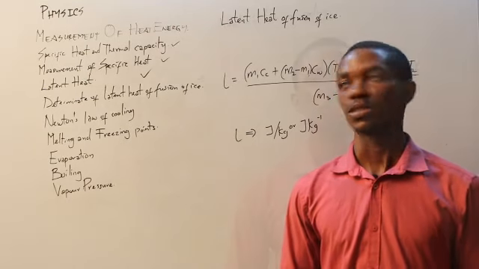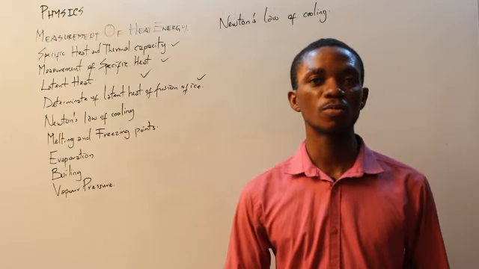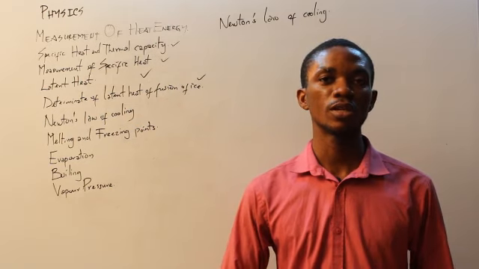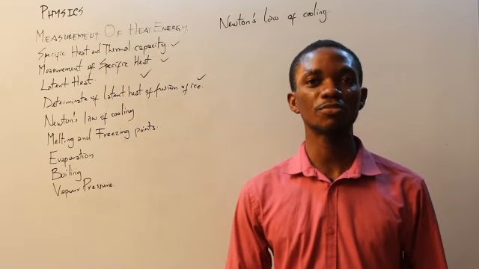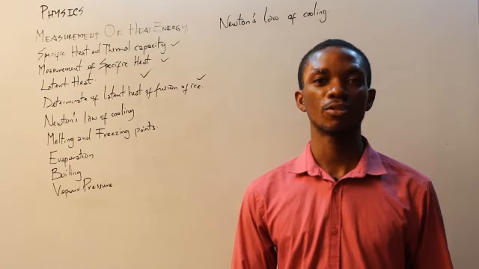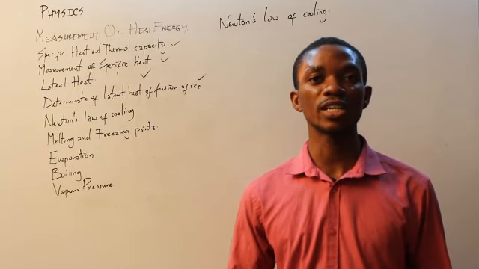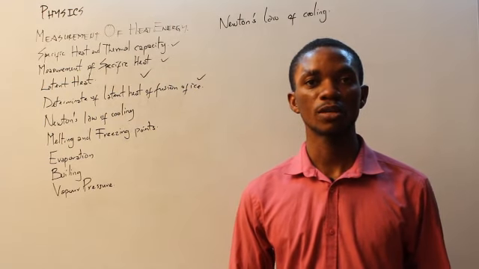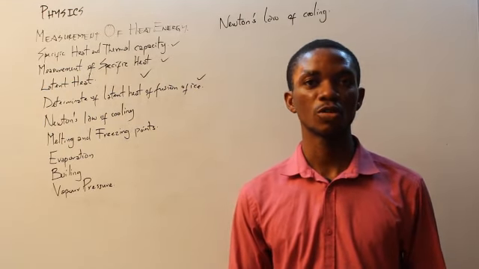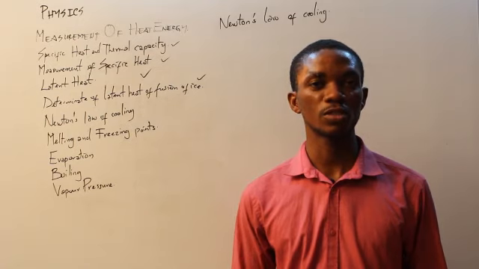So it states that when there is a small difference between the temperature of a body and the environment, the rate of heat gain or heat loss is proportional to the change in temperature, that's the difference in temperature between the two bodies.